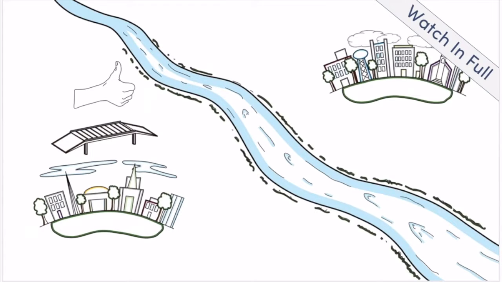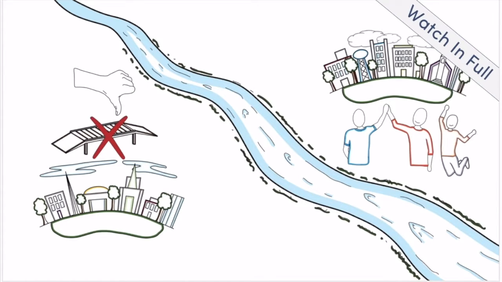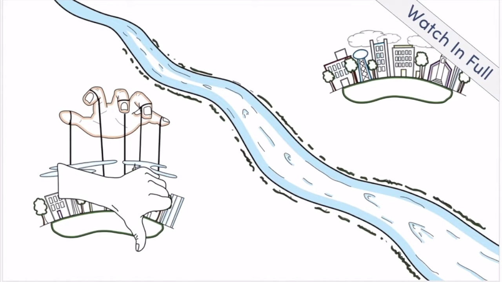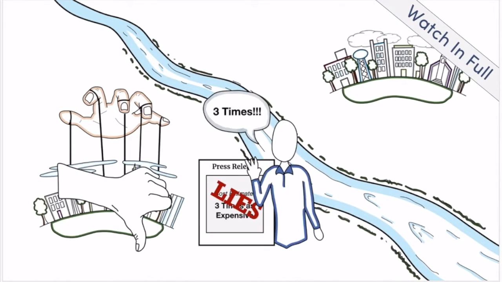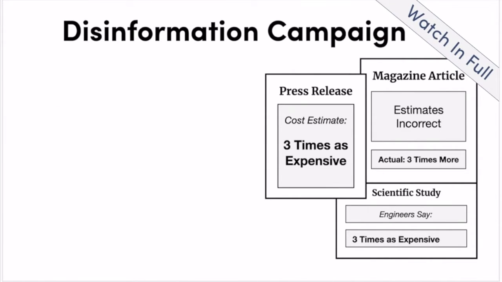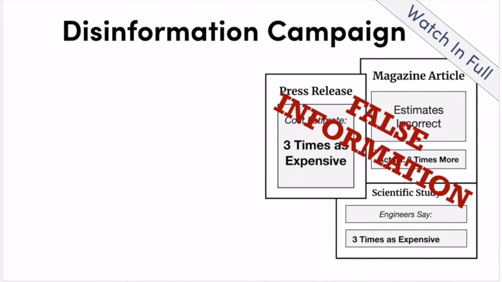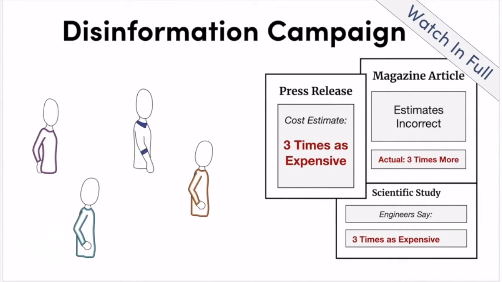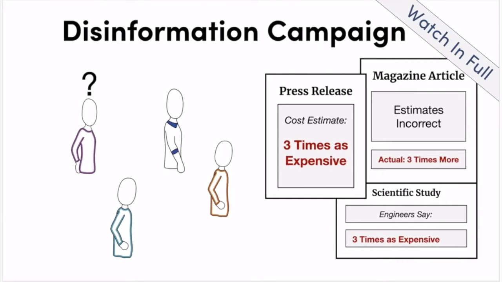Soon, the citizens of Fernville decided against the bridge, and Treetown residents celebrated. They successfully manipulated Fernville into rejecting the bridge by spreading false information. This is called a disinformation campaign. Disinformation is false information that is published and shared with the goal to deceive people and cause them to support a particular person, issue, or organization that they may not otherwise support.